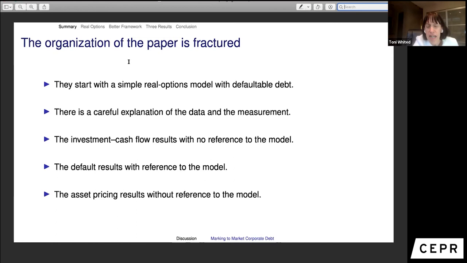I think the organization of the paper is a bit fractured. They start with this simple real options model with defaultable debt. And then there's this careful and really nice explanation of the data and the measurement. And then there are these investment cash flow results, and there's no reference to the model. And there are the default results with reference to the model, because these Leland models really are where the default literature comes from. And then the asset pricing results without reference to the model. So the paper's sort of all over the place.